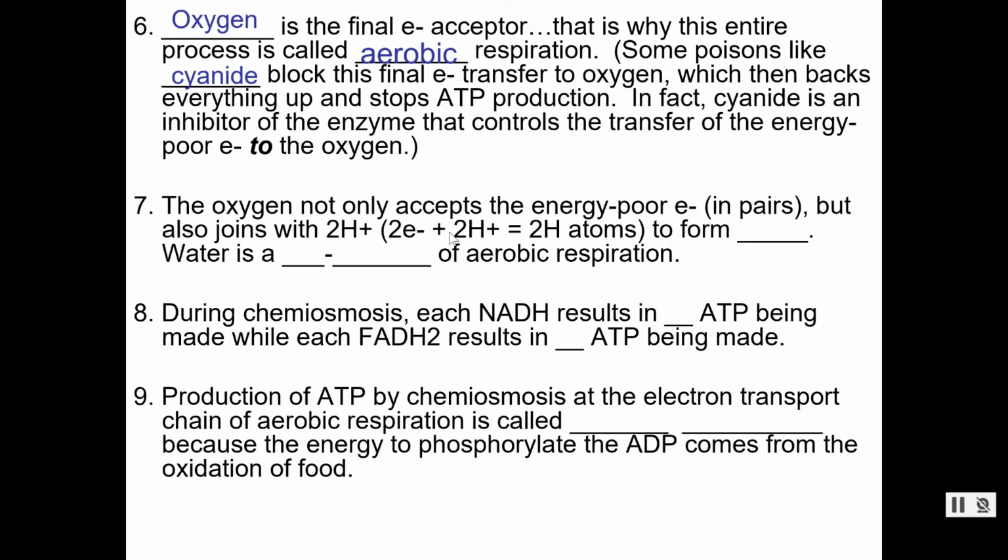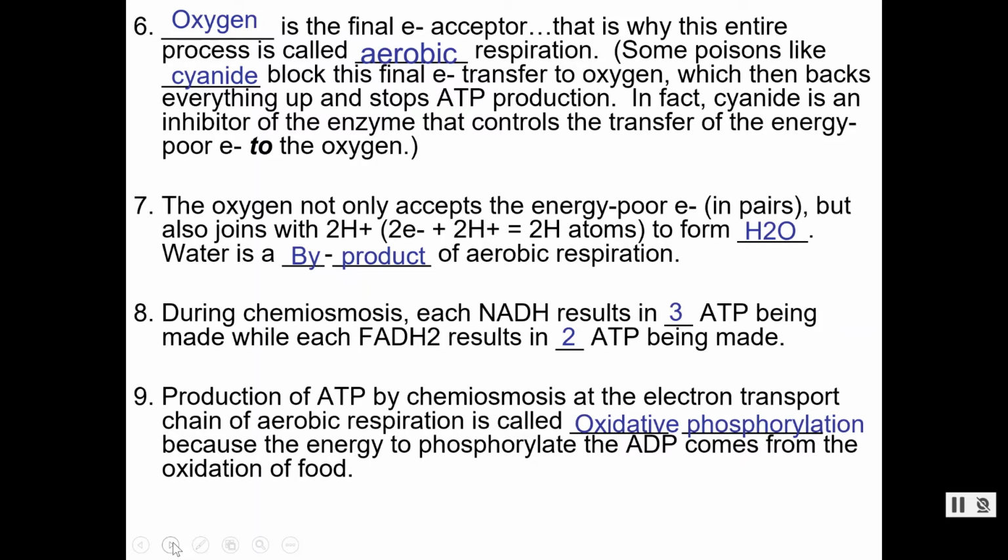Oxygen accepts the electrons in pairs because that's how many electrons it can take with its valence shell. Hydrogens also are involved, and 2 hydrogens plus the 2 electrons plus the 1/2 O2 gives us water, and water is a byproduct. During chemiosmosis, every NADH gives us 3 ATPs, FADH2 gives us 2 ATPs. Now, we call this whole process oxidative phosphorylation.